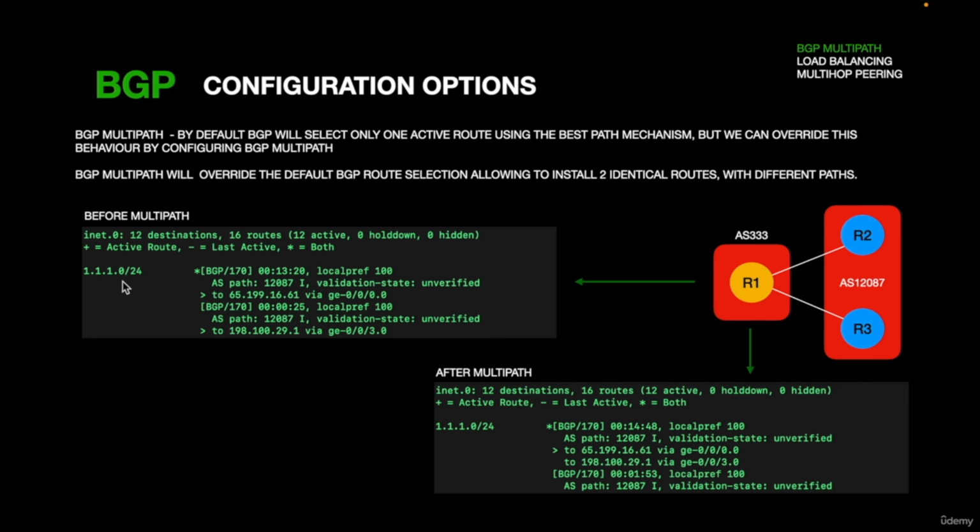So what is the difference after applying the multipath? Before multipath, when we show route 1.1.1.1, we can see that BGP selected just one active route, and the second route is not active. And after applying multipath, we can see that we have two routes to the same destination, and both routes are active.